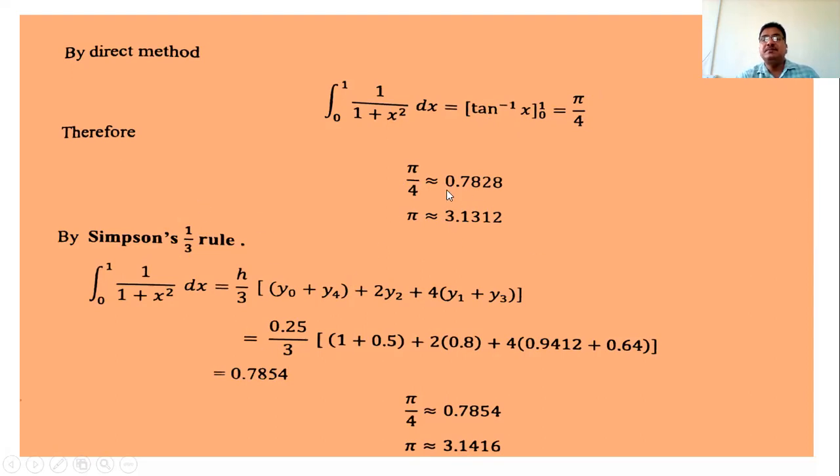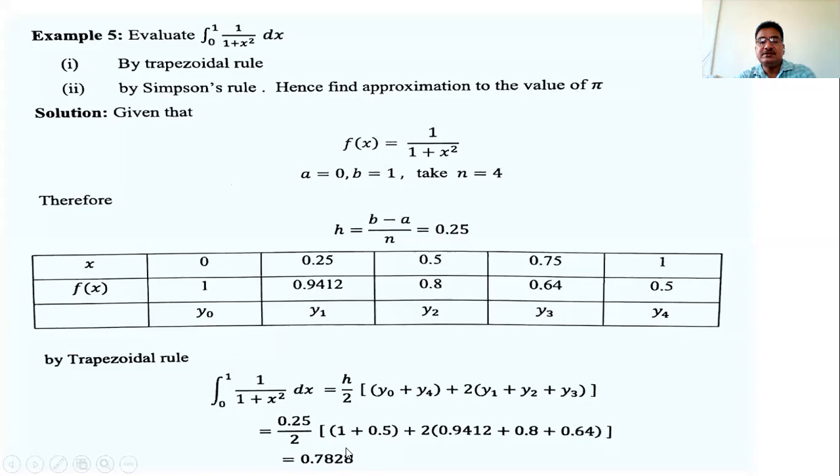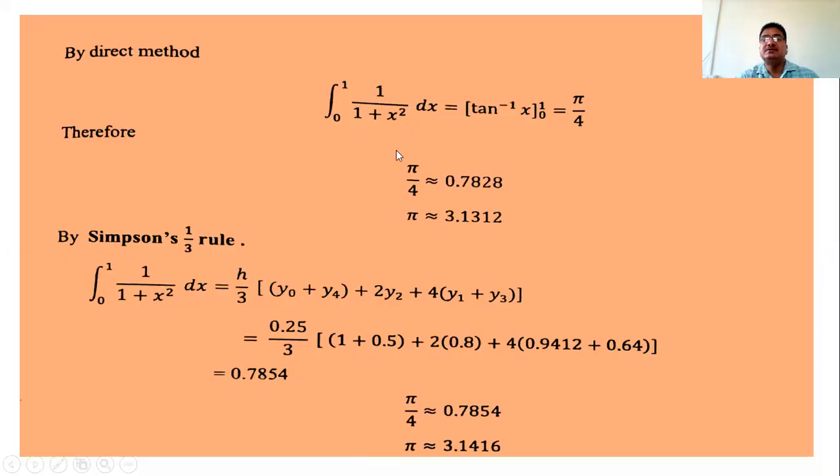We have the answer of this problem, integration 0 to 1 of 1 by 1 plus x square dx, as 0.7828. So here pi by 4 is 0.7828, and therefore pi is, shifting this 4 to the right side, 3.13. But actually, what is the answer of pi? 3.14. So actually these are approximate answers. All these answers are approximate answers.